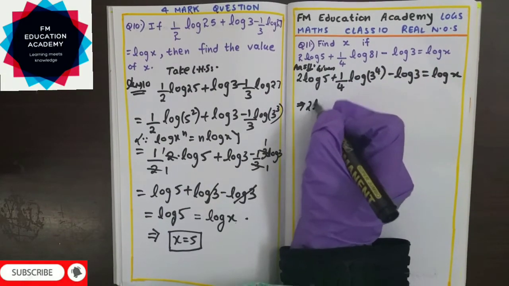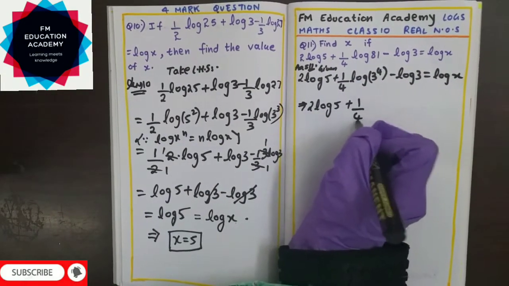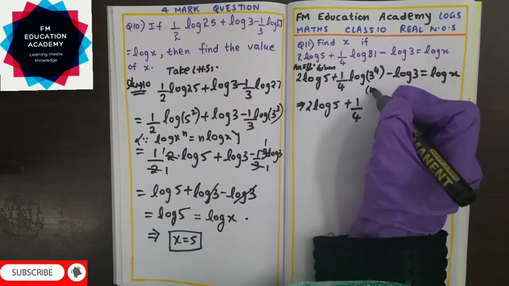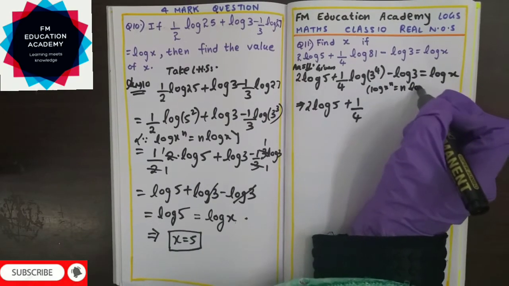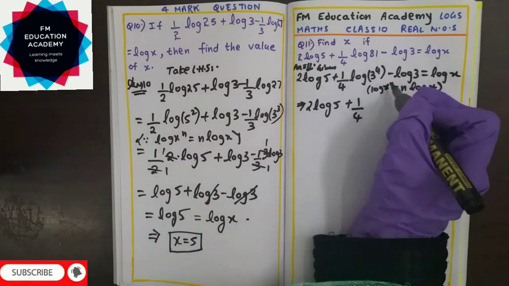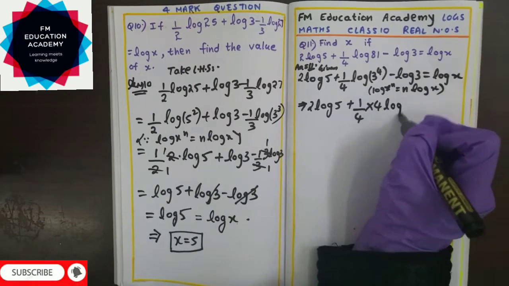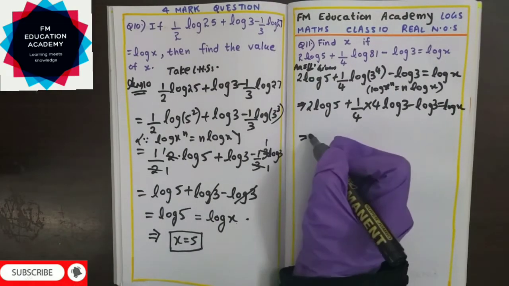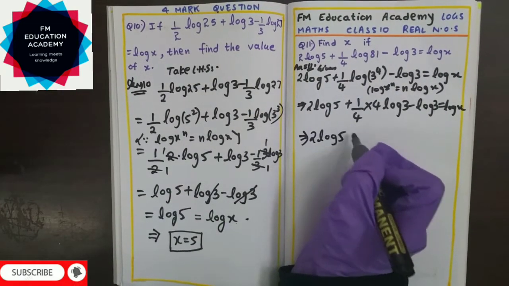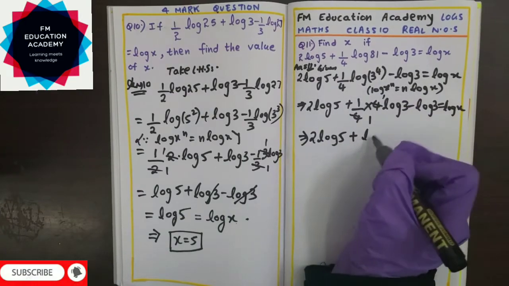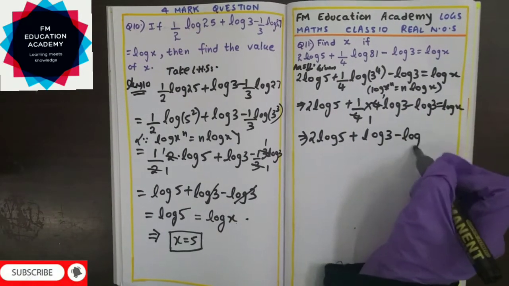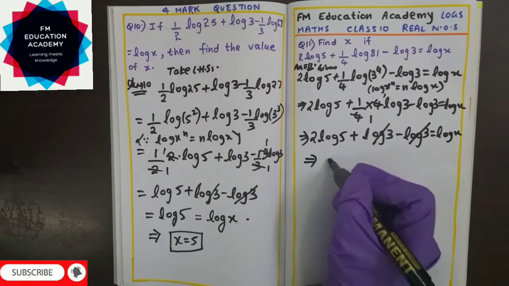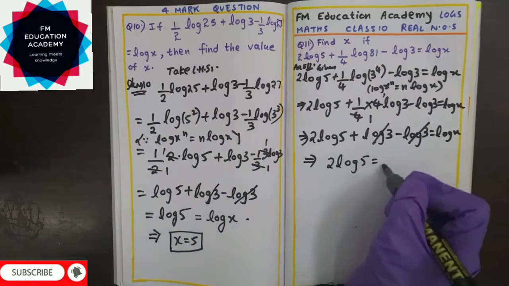So this implies 2 log 5 plus 1 by 4 into, again log x power n is in the form of n log x. Log x power n is n log x. So I'll write this as 4 log 3 minus log 3 is equal to log x. Now here 2 log 5 plus, 4 1s are 4, I am left with log 3 minus log 3 is equal to log x. Now here plus log 3 and minus log 3 will get cancelled. So I got 2 log 5 is equal to log x.